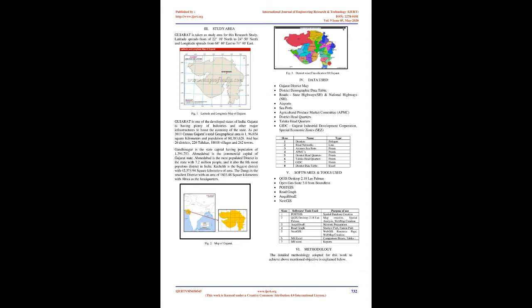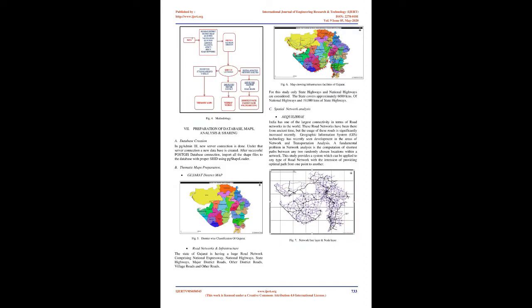Gujarat is one of the developed states of India. Gujarat has plenty of industries and other major infrastructure to boost the economy of the state. As per the 2011 census, Gujarat's total geographical area is 196,024 square kilometers and its population is 60,383,628. It has 26 districts, 226 talukas, 18,618 villages, and 242 towns.